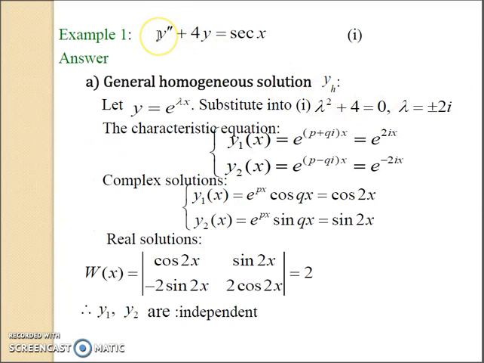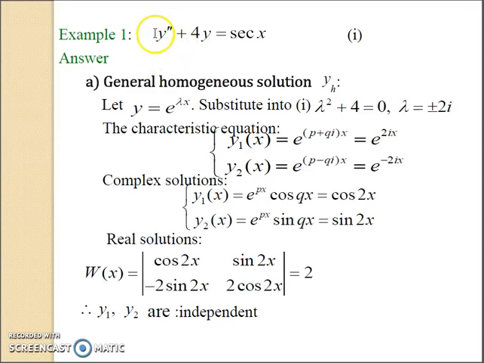Let us see one example. It is a second order differential equation, y'' + 4y = sec x. Here you can see that the coefficients on the left hand side are constant, so this is called a differential equation with constant coefficients. First we will divide the solution into three major parts.